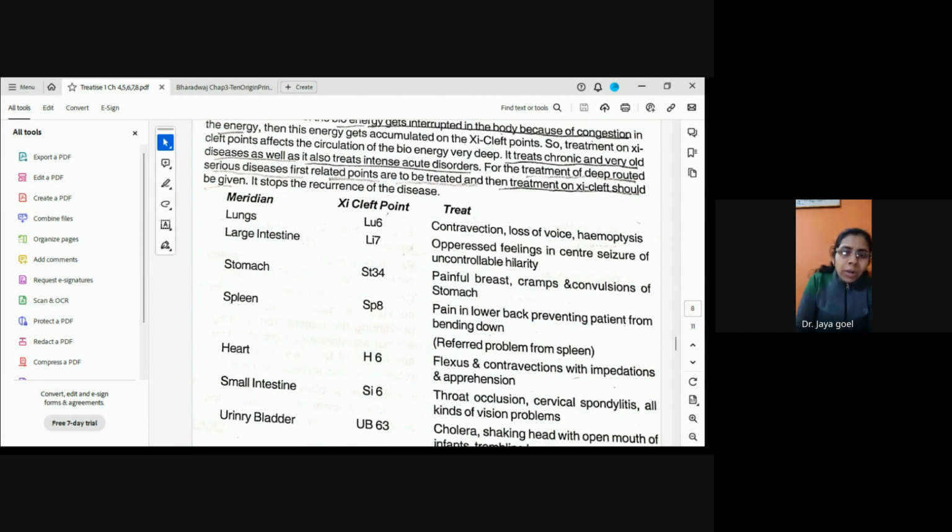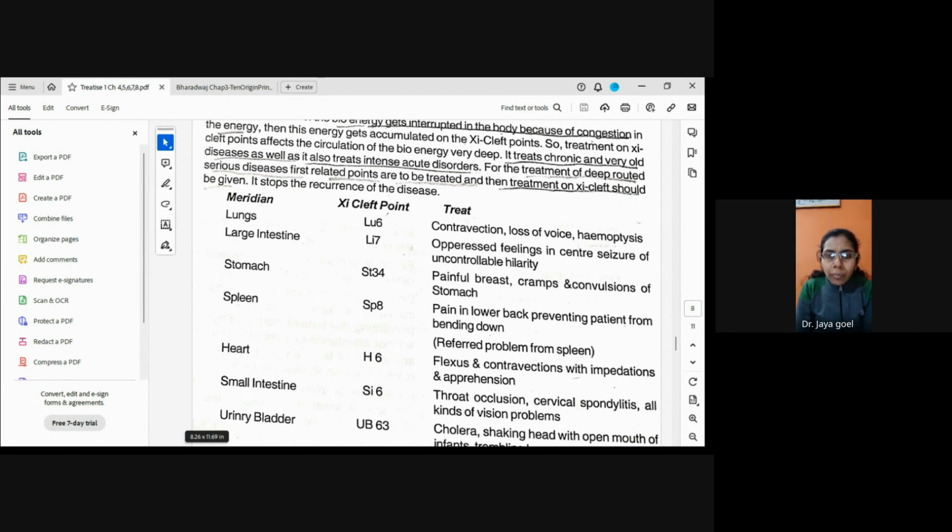By giving treatment on the cleft point, we can stop the recurrence of the disease. That means if you have seen a patient with a common cold or something that again and again recurs, like an asthma patient, then giving treatment on this, that recurrence will be completely stopped, so that the patient can live a healthy life. And these are the cleft points, meridian, and the treatment, means which point treats which condition.